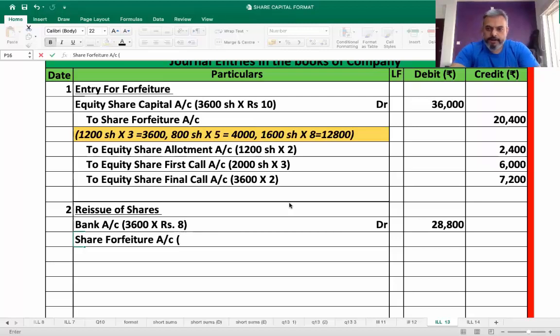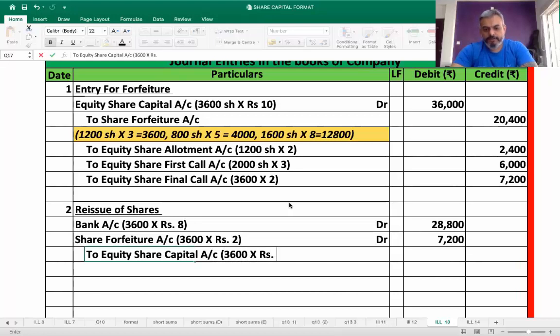Share forfeiture account debit. So what is the difference between the face value and the amount we have received? That difference goes from share forfeiture account. So share forfeiture account debit 3600 into rupees 2 per share, 7200, to equity share capital account. Equity share capital is always with the face value called up so far, that is rupees 10 fully called up, so 36,000.